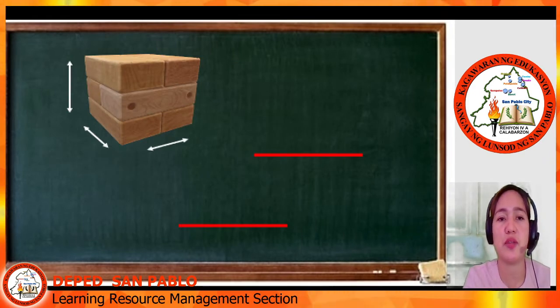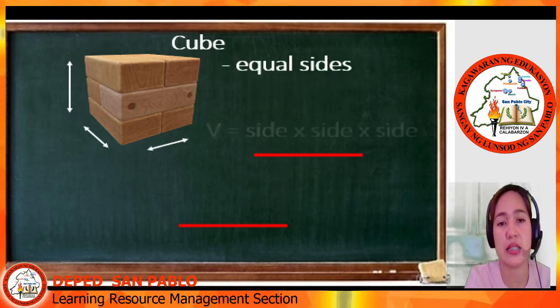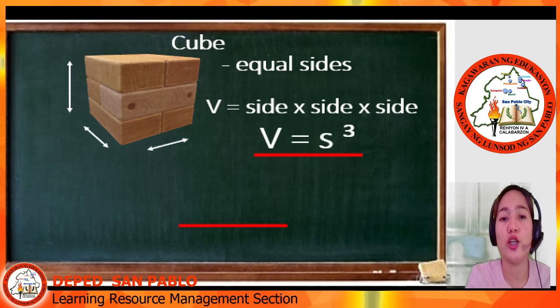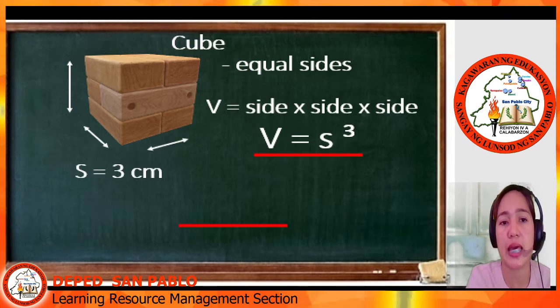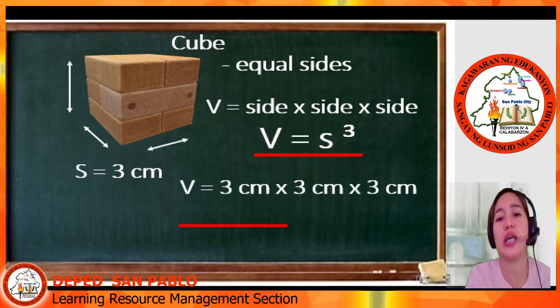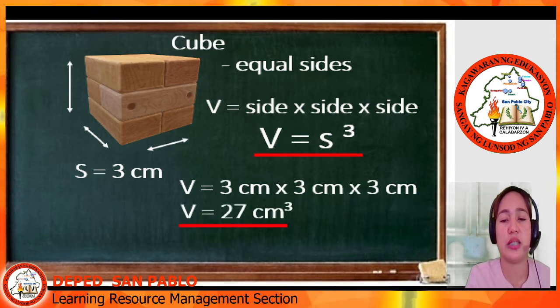Okay, now let's have this figure. This is a cube, and a cube has equal sides. So instead of length times width times height, we can use this formula, which is side times side times side, or volume is equal to s raised to the third power. So let's say this cube has a side of 3 centimeters. So substituting again the values, 3 centimeters times 3 centimeters times 3 centimeters. So the volume of this cube is 27 cubic centimeters.